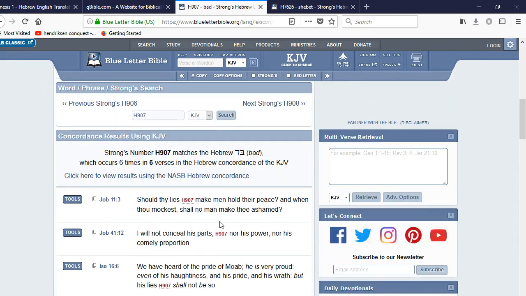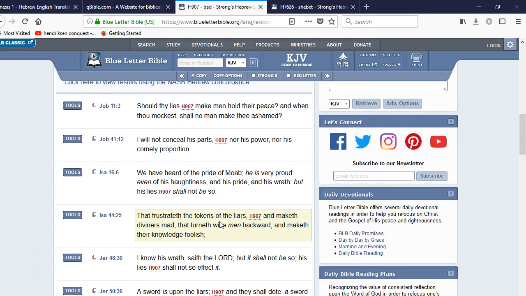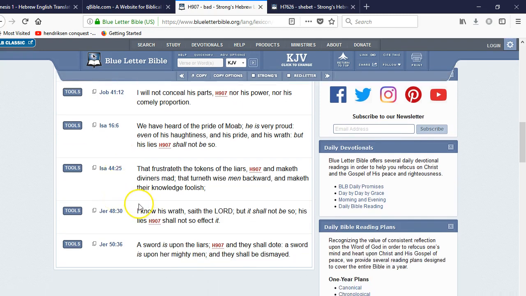First one, Job 11:3. Should thy lies make men hold their peace? And when thou mock, shall no man make thee ashamed? And then Job 41:12. I will not conceal his parts, nor his power, nor his comely proportion. Interesting. We really need to look at those in context, and I don't have e-Sword open. I may have to open it.